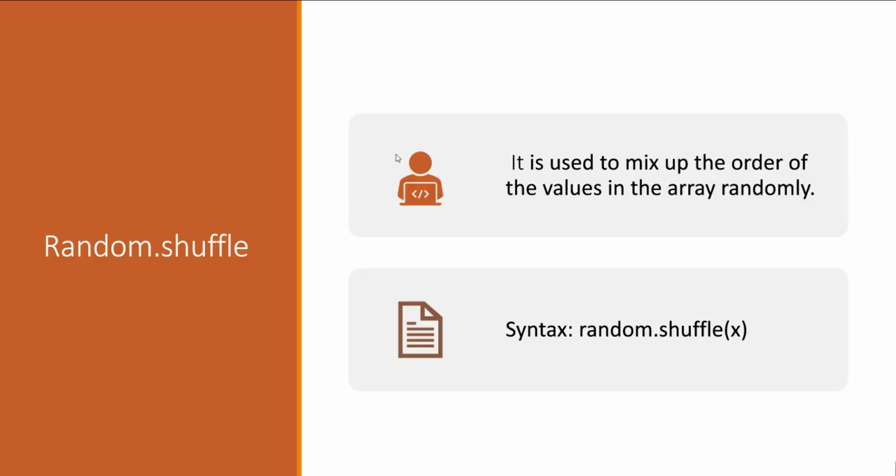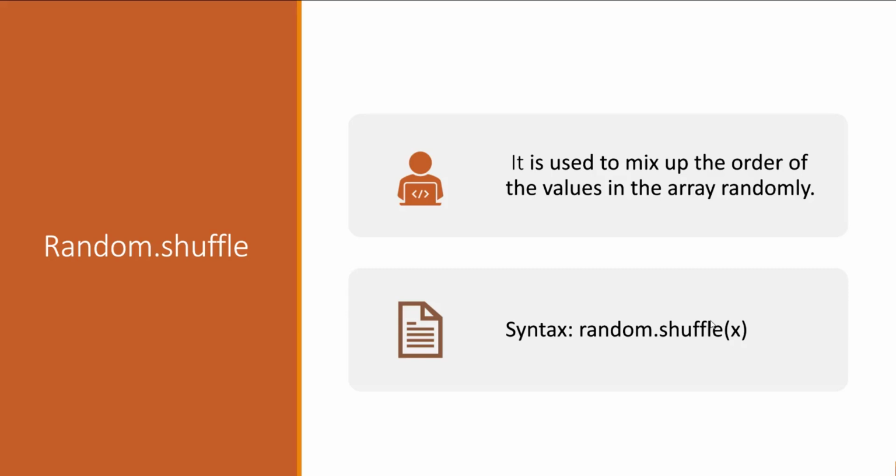Now we will understand what the random.shuffle function in NumPy does. Basically it is used to mix up the order of the values in the array randomly. Suppose you want to shuffle the elements in a NumPy array, then you can easily use the np.random.shuffle function, and this method takes only one parameter, that is x. This parameter specifies the array which we want to shuffle.